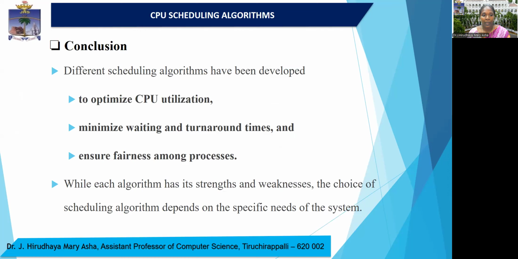As a conclusion, scheduling algorithms are developed to optimize CPU utilization, minimize waiting time and turnaround times, and ensure fairness among the processes. While each algorithm has its strengths and weaknesses, the choice of scheduling algorithm depends on the specific needs of the system, because based on the needs and requirements of the process, we may use any algorithm based on the requirement.